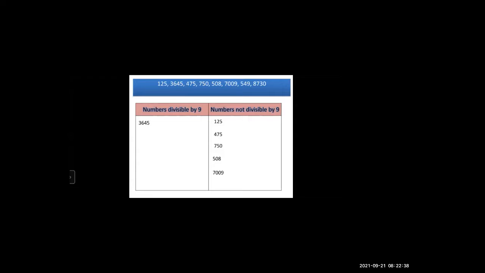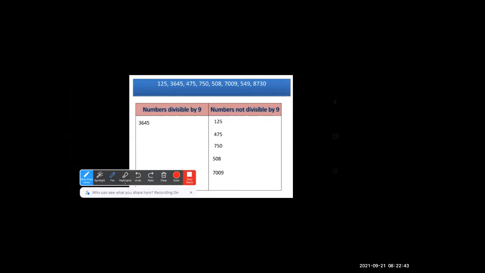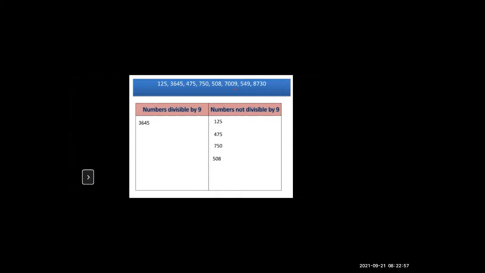Now, the number is 7009. I'll just show you the number. 7009. So now add 7 plus 9 and check. Again, what is the sum of the digits? Okay, it is 16, right? 7 plus 9 gives you 16. And we all know that 16 does not come in the table of 9, right? And that is why the number 7009 is not divisible by 9.